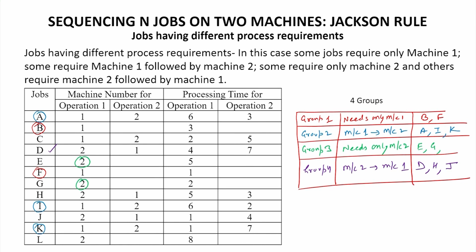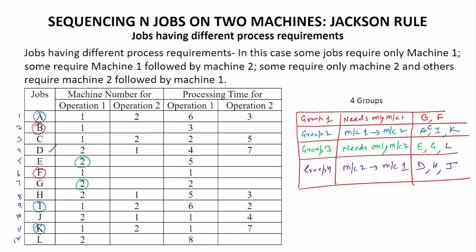So, we can count how many jobs we are having: 1, 2, 3, 4, 5, 6, 7, 8, 9, 10, 11, 12. That means we have missed certain jobs in this category. We have considered A, B, but we have not considered C, which is 1 and 2. So, we should have written C also here. C is also 1 and 2, and among A, B, C, D, E, F, G, H, I, J, K, L, we have also missed L, which needs only 2. So, L can also be written here.